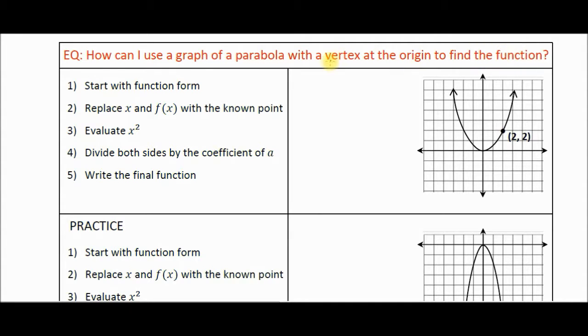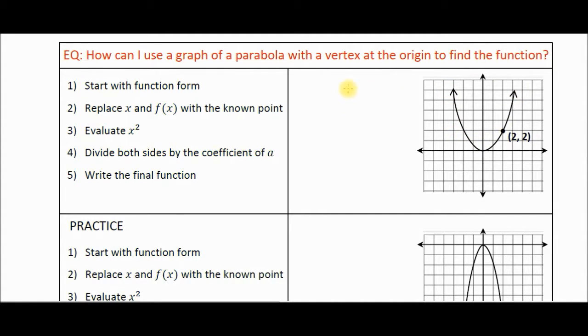So before class, we've been taking a function and then plotting points, putting them in a table, and drawing the parabola. The question we're being asked now is, what if all I have is a graph of a parabola? Can I figure out what the function is, or what the equation is that created that particular parabola? And the answer is yes, we can do it.